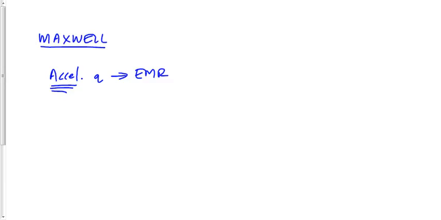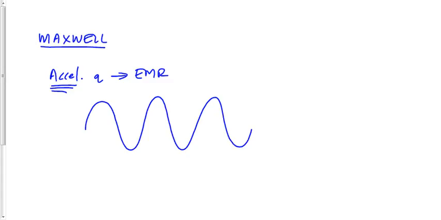Now, the reason it requires accelerating charges to produce EMR is because accelerating charges produce changing electric and changing magnetic fields. You guys remember that EMR consists of sinusoidal electric and magnetic fields that are perpendicular to each other. It's going to look something like this. It's hard to draw, so bear with me here. That's brutal. You get the idea, though. We get a sine wave electric field, a sine wave magnetic field. They're going to be perpendicular to each other.